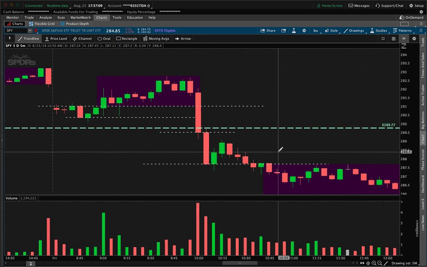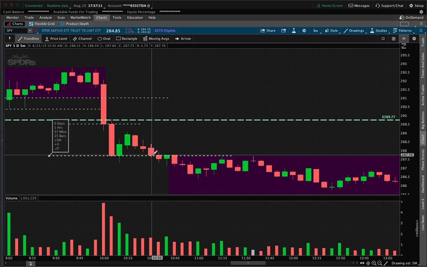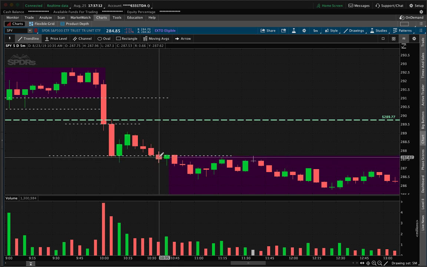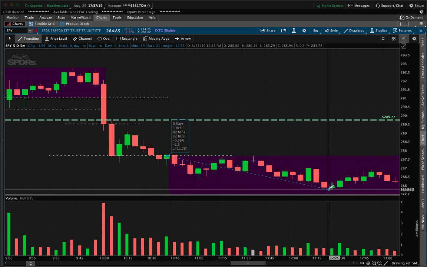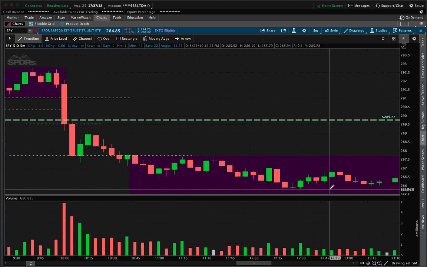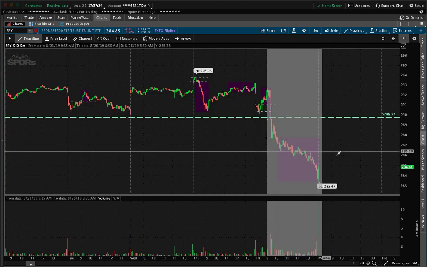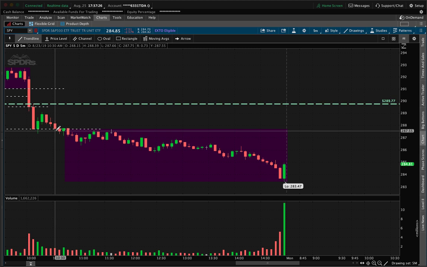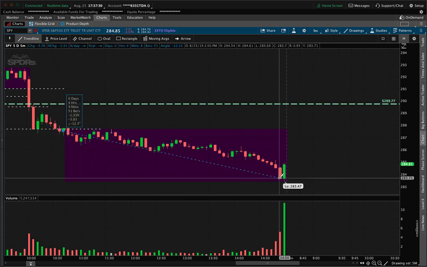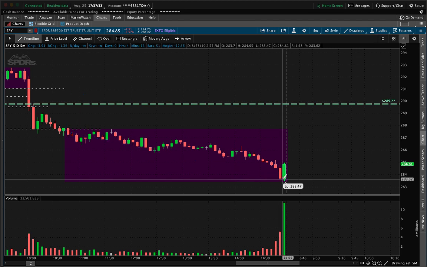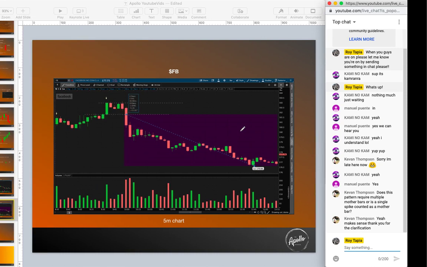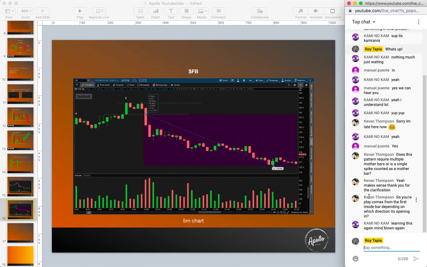Mother bar here, strong one. Closed and opened below. Almost near a $2 drop. Take a look at Disney. Oh, actually, I called that way too early. Here's a close below, open. Has a near $4 drop. Let's look at Disney. See, learning this again, blowing my mind.